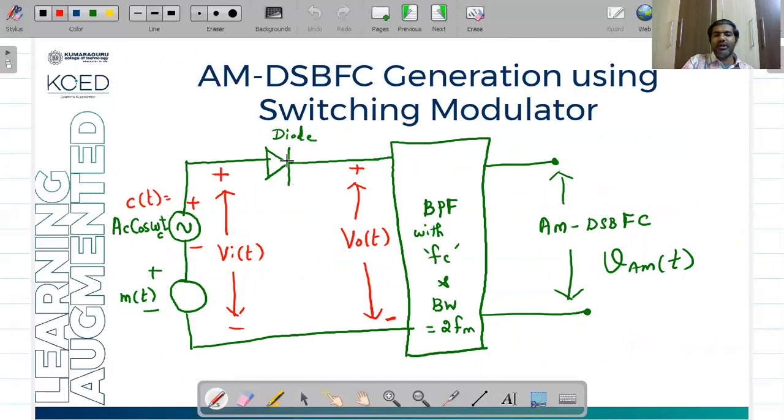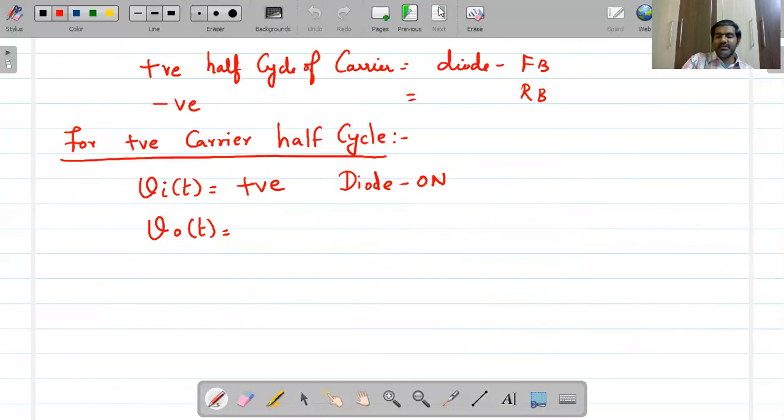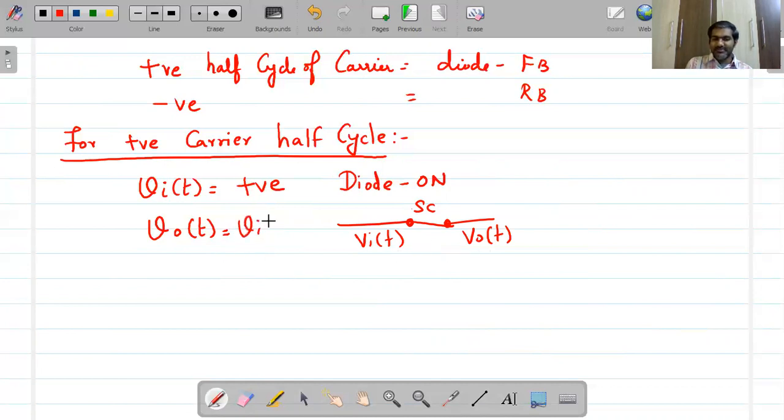So when the diode becomes on, whatever is your input, that will come to your output. Correct or not? See, when the diode is on, for example, this is your diode. The input of your diode is VA of t and the output of your diode is V naught of t. So when the diode is on, what happens? It will become short circuit. So when the diode is on, it becomes short circuit and your V naught of t is equal to VA of t. This is for the positive carrier half cycle.